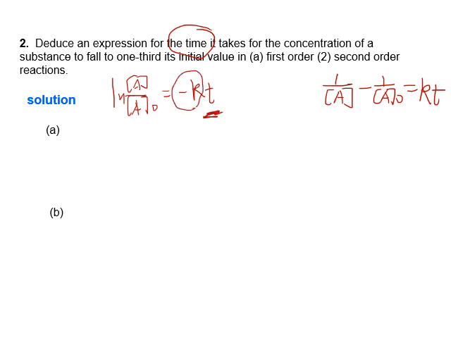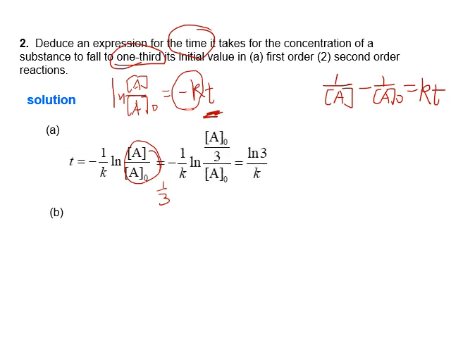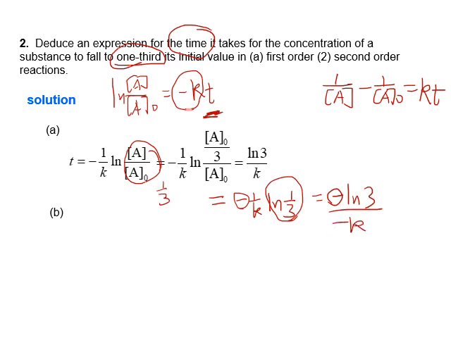All right, so using this equation, you can calculate the time. You divide by K on both sides, and you get this equation. And because the concentration falls to 1/3 of initial, this is 1/3. Okay, and therefore when you plug in here, at this point you should get negative 1 over K ln 1 over 3. And this is negative ln 3, so the negatives cancel. So the answer is ln 3 divided by K.